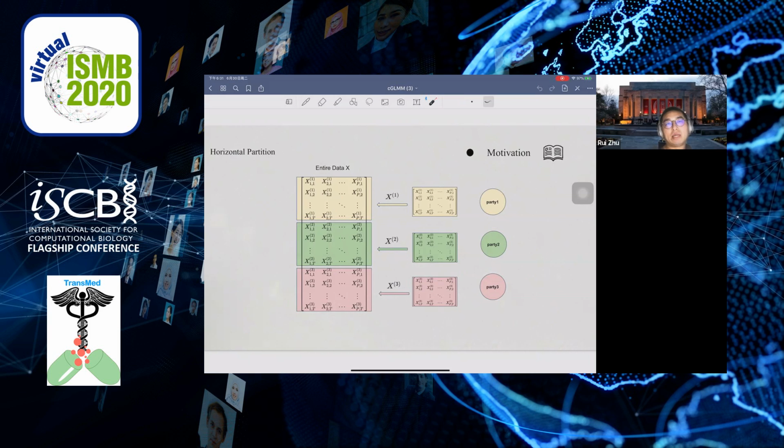In regular GLMM, those private data on the right-hand side need to merge into a large matrix so that we can solve the GLMM like in the previous slide. However, the challenge is like what we just talked about. Each party cannot share their own data. So it is impossible to merge X1 to X3 into a big giant matrix.